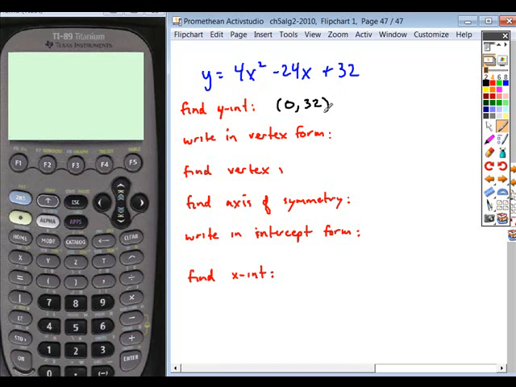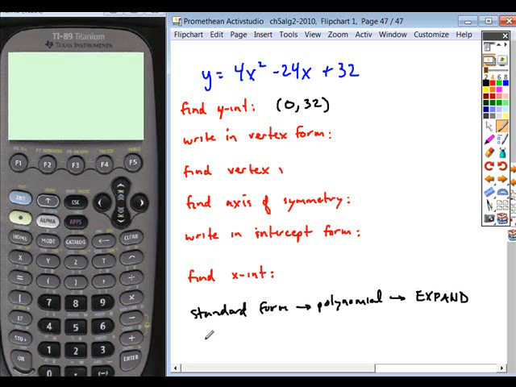Okay, vertex form is the harder one. So I'm going to jump down to the intercept form. Okay, how could you find the intercept form of this graph? Any ideas? The intercept form is simply what? Standard form means it's written as a polynomial. And on your calculator, that relates to the expand command.